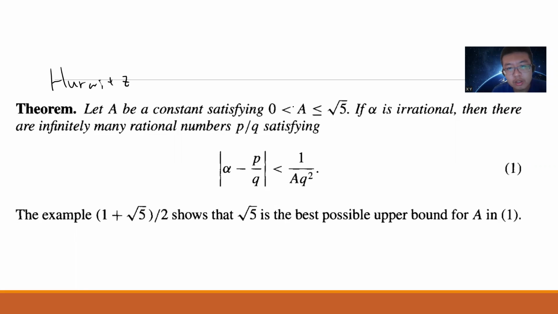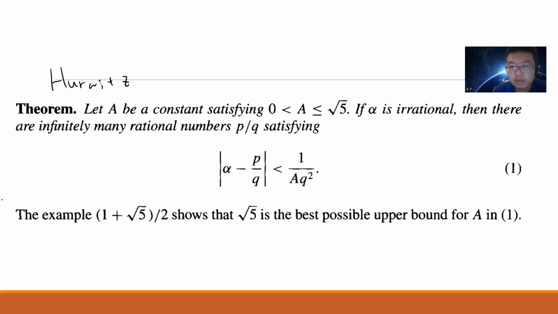Let A be a constant satisfying 0 < A ≤ square root of 5. If alpha is irrational, there are infinitely many rational numbers p/q satisfying |alpha - p/q| < 1 / (A q squared). The example 1 plus square root of 5 divided by 2 will show that square root of 5 is the best possible upper bound for A.